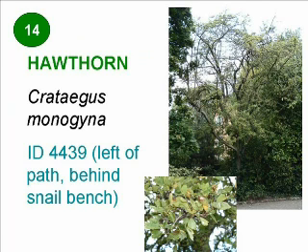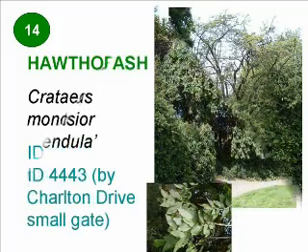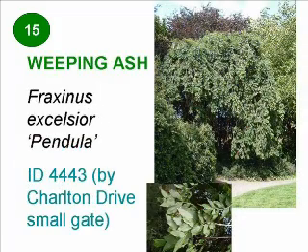The next tree, the weeping ash, is found further along the path by the junction to the small path leading to the small Charlton Drive gate. Tree 15, the Weeping Ash, ID 4443, by the Charlton Drive gate entrance. This variety of ash is often grafted onto the trunk of the common ash, which enables a mature tree to reach the greater height which distinguishes it from the weeping willow.